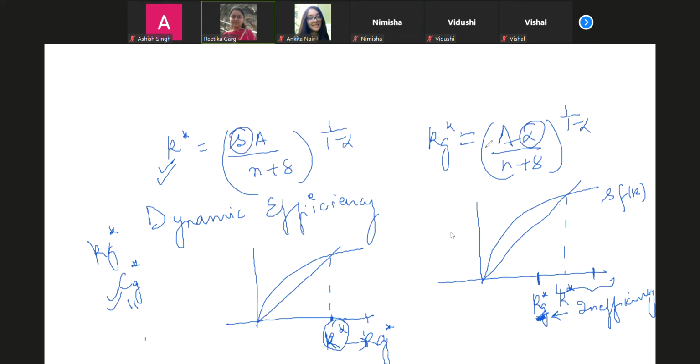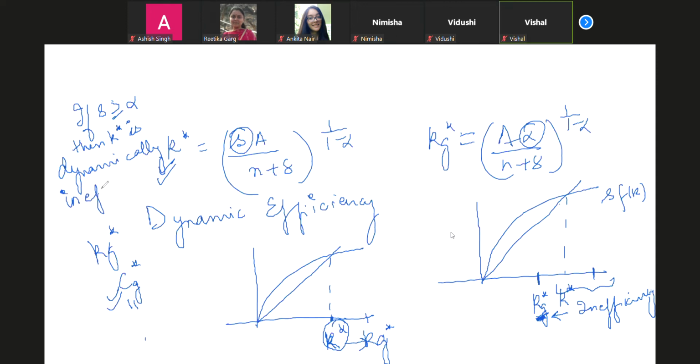And you're absolutely right. If S is greater than, let me write it on the next page. Yeah, okay, let me write here only. So if S is greater than or equal to alpha, then K star is dynamically inefficient. Yes, dynamically inefficient. And if S is less than alpha, then it is dynamically efficient. So if S is less than alpha, then you have dynamic efficiency.